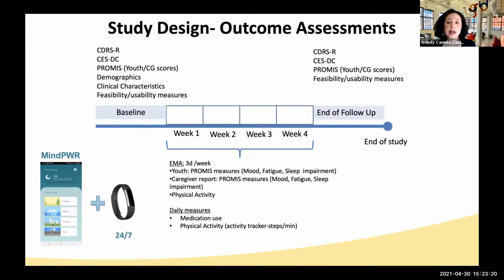So for this purpose, besides designing the study, we decided to frame it around the use of an activity tracker paired with an app that will allow us to assess the changes in these symptoms throughout a period of 4 weeks. So what happens when a teen is enrolled in our study?